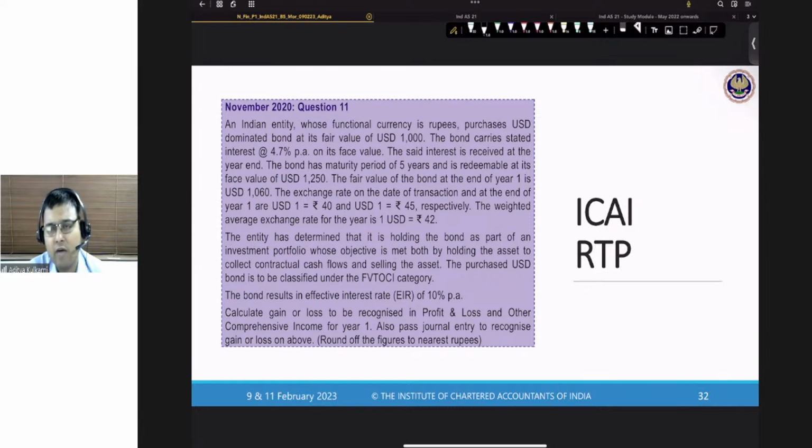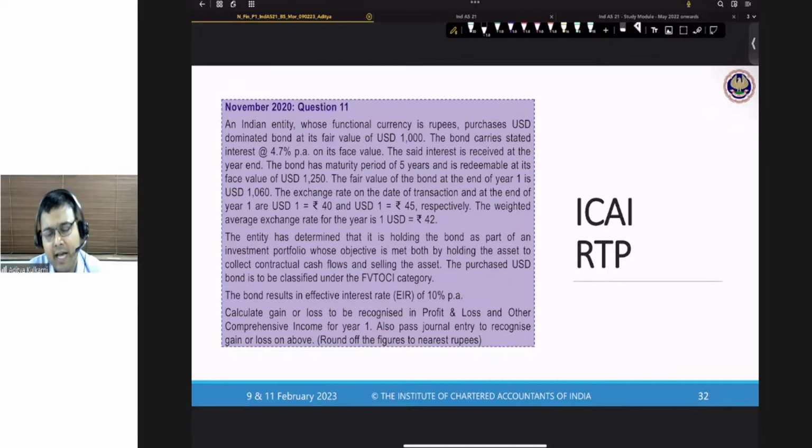Investments in equity, you have two options. It's always fair valuation, but within fair valuation you have two options. Either take it as FVTPL, no problem, or you make a one-time irrevocable option of recording fair value gains and losses through other comprehensive income, which will not be reclassified. So that is one option which you have.